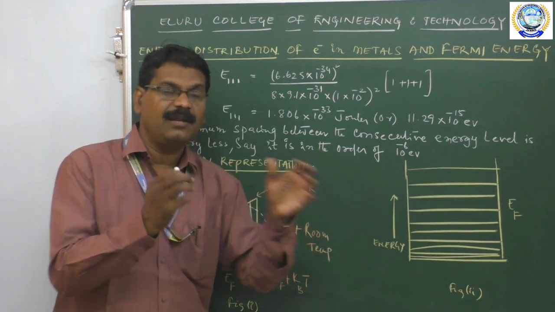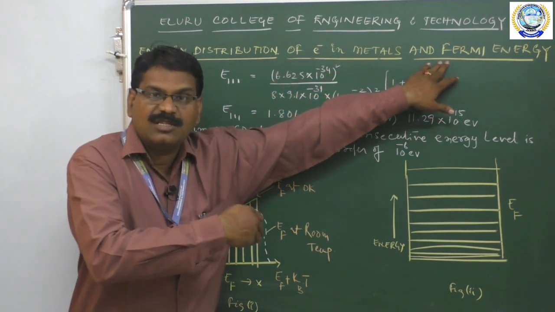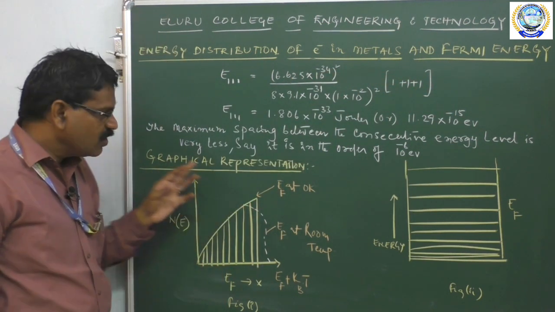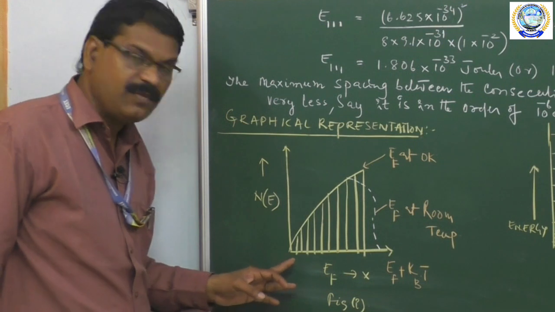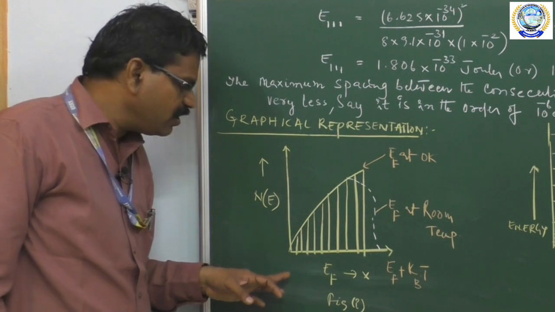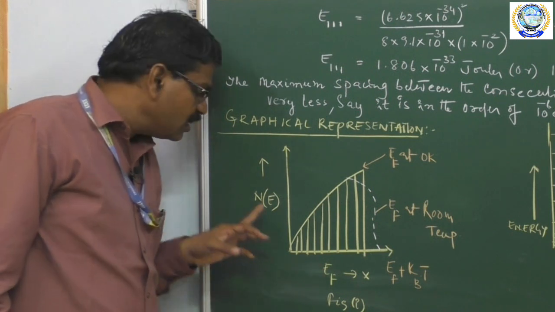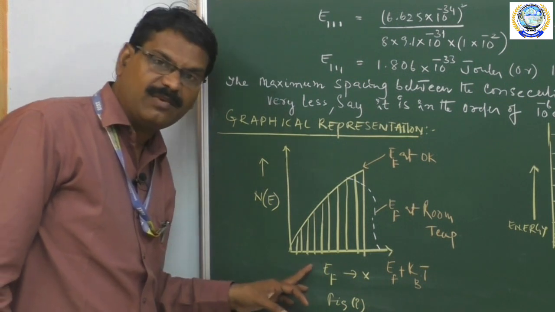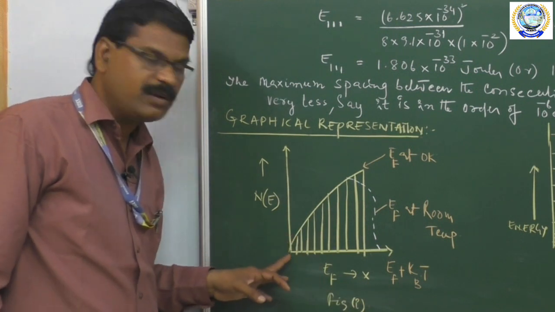Now we are going to explain the energy distribution of electrons in metals and how the Fermi energy is linked with this energy distribution, with graphical representations. If you look at the figure 1 diagram and figure 2 diagram, look carefully. In figure 1, if you plot a graph between N of E versus E, let me tell you what is this N of E. N of E is the number of energy levels, taken on the y-axis, and E is the energy levels taken on the x-axis. If you see this diagram, we get a curve representation like this.